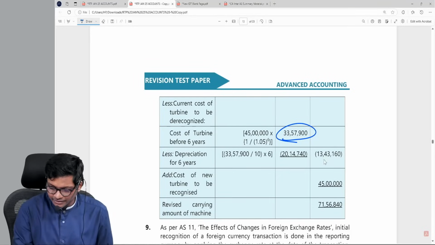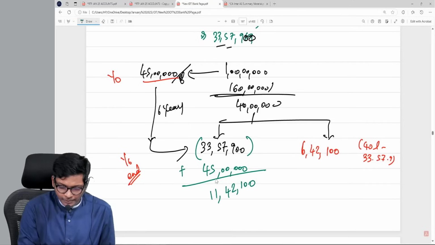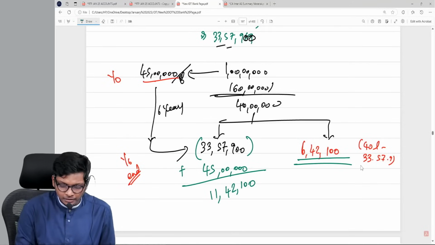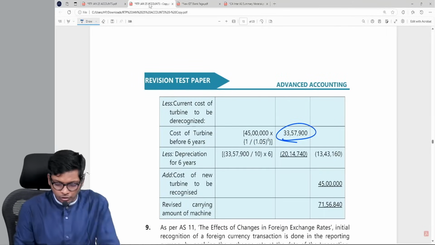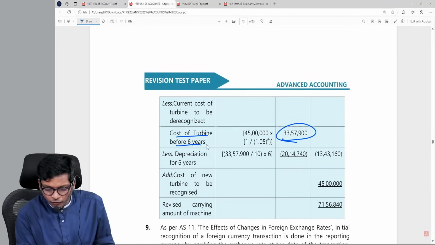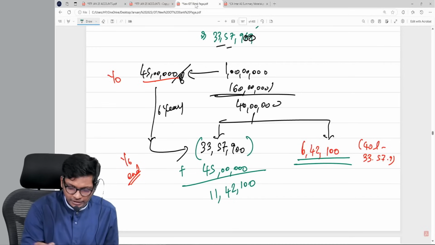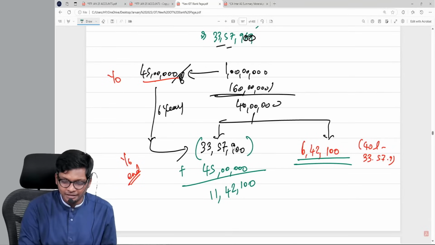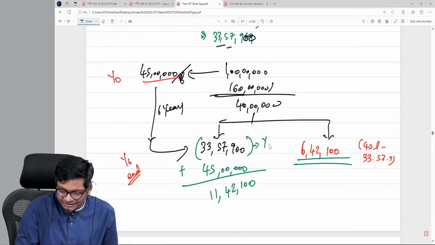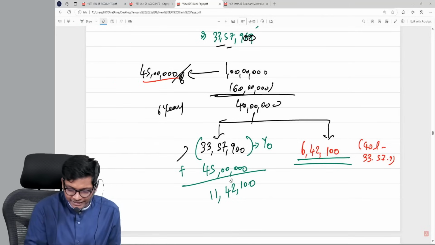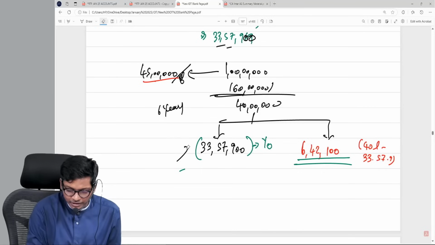Let me check that. Okay, yeah. So I'm adding 45 lakhs. This side it will be 6,42,100. But now what has additionally been done also? Cost of turbine before 6 years is 33,57,900. Okay, yeah. This is which value? At year 0. Okay, here we are doing one small change.